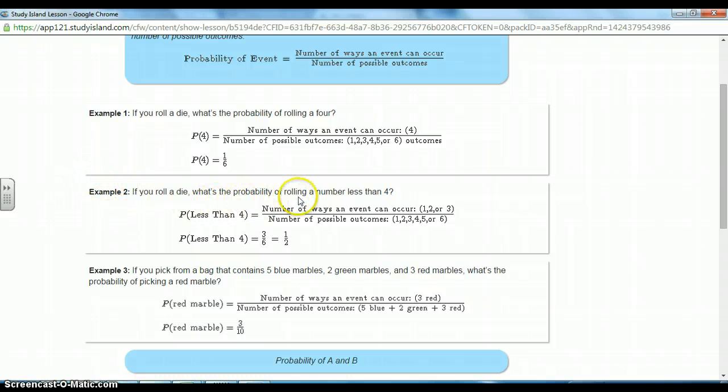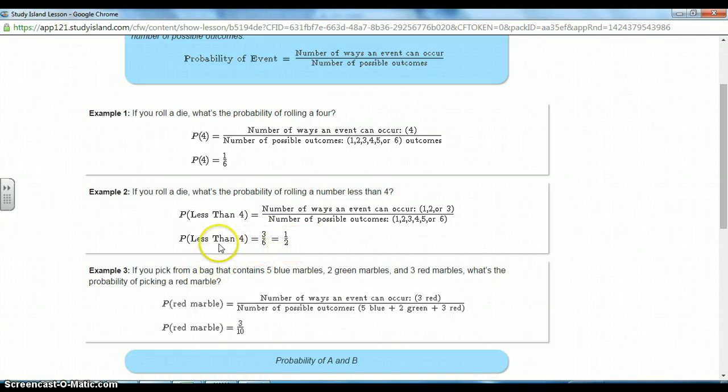If you roll a die, what's the probability of rolling a number less than 4? Okay, so the number of favorable outcomes would be 1, 2, and 3. But the number of possible outcomes is still 6. 3 over 6 reduces to 1 over 2.